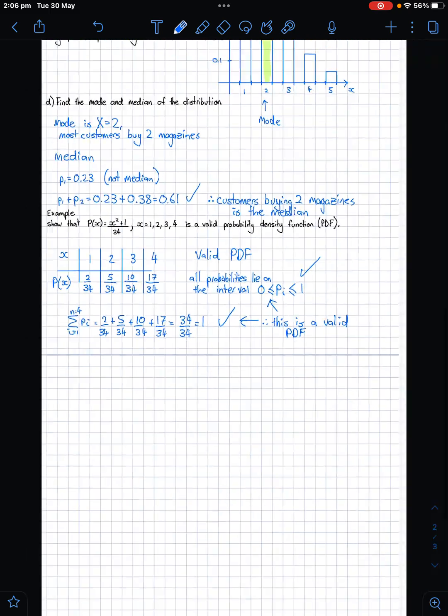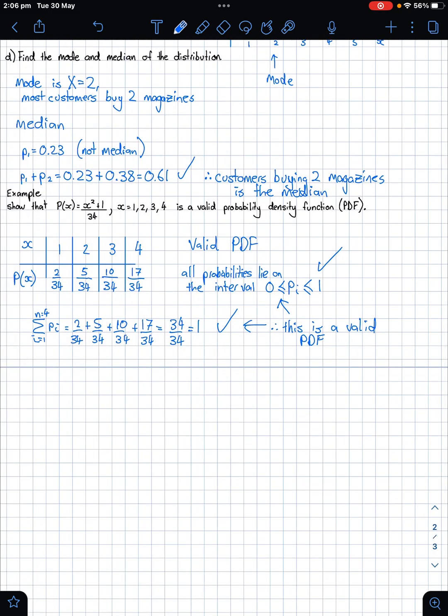Okay, I've rushed through that a little bit to try and keep it quick for you. So just double check the notation there, but we've got the probabilities all for this particular example lie on that.